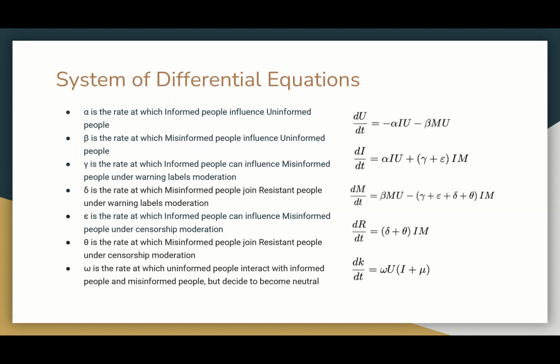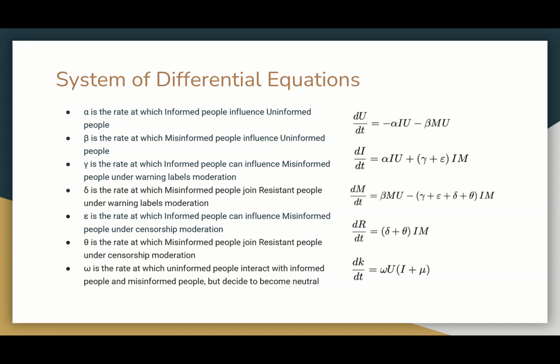Likewise, beta is the rate at which misinformed people influence the uninformed people, so it's that rate times the interaction between the misinformed and uninformed populations. We associated two rates with warning labels. One is the rate at which informed people can influence misinformed people to join the informed population with warning labels. And delta is the rate at which misinformed people join the resistant population because of warning labels.